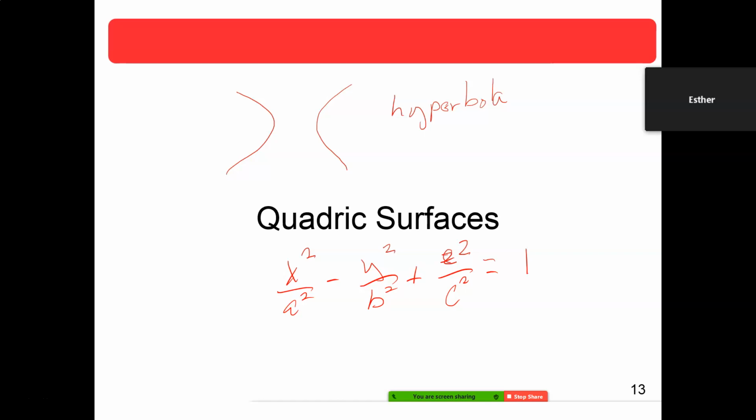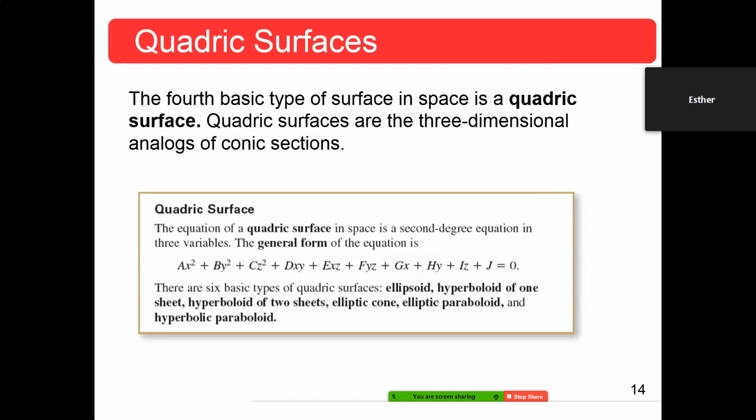Okay, now with those in mind, let's look at our quadric surface. The fourth basic type of surface in space is called the quadric surface. Quadric surfaces are three-dimensional analogs of your conic sections, and that's what I was just trying to give you: your conic sections. Circles, ellipses, parabolas, hyperbolas. Okay, and these are three-dimensional analogs of those conic surfaces.